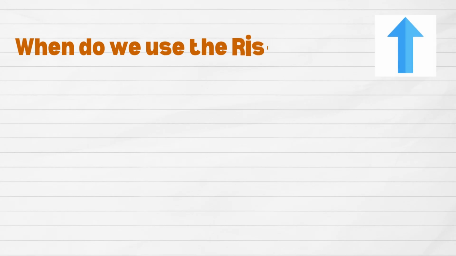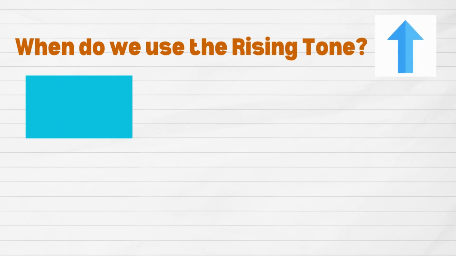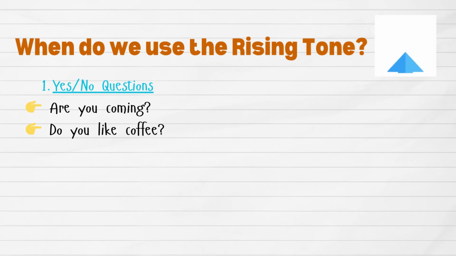So, when do we use the rising tone? We usually use this tone in three main situations. The first situation: with yes or no questions. For example, are you coming? Do you like coffee? Your voice goes up because you want an answer.